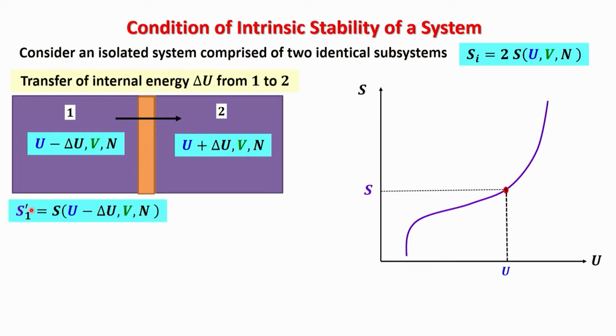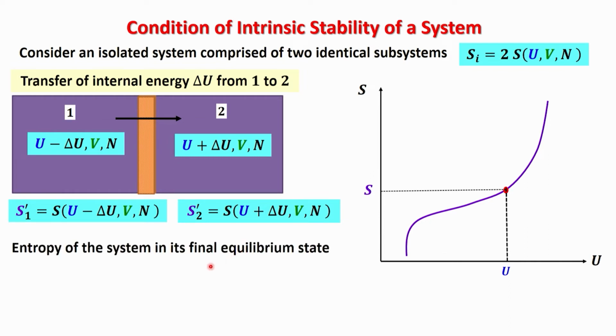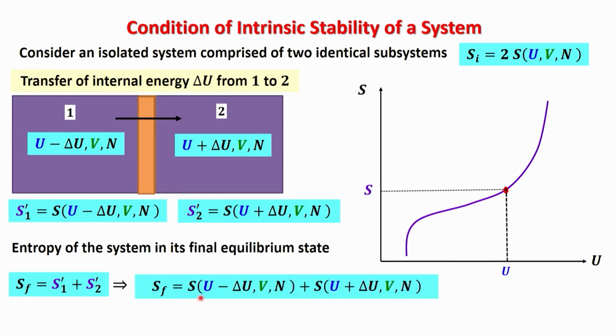Okay. Then the new value of entropy for compartment 1 is going to be S1 prime, which is the same function S evaluated now at U minus delta U. And similarly, for the second compartment, the entropy will now be S2 prime, which is the same function S evaluated now for U plus delta U. Then the entropy of the system in its final equilibrium state will be given by S1 prime plus S2 prime, and that will in general be given in terms of the explicit value of S evaluated at U minus delta U and the explicit value of S evaluated at U plus delta U.